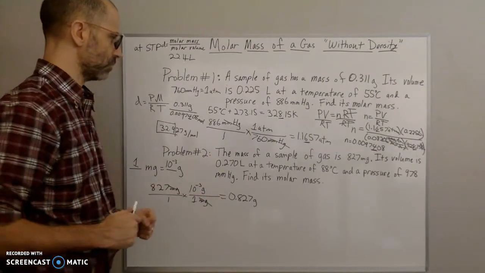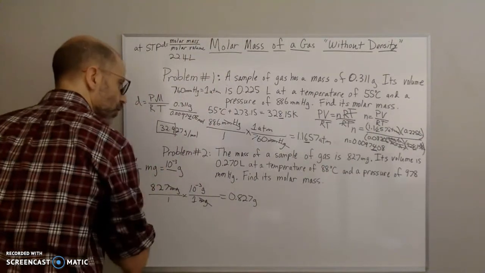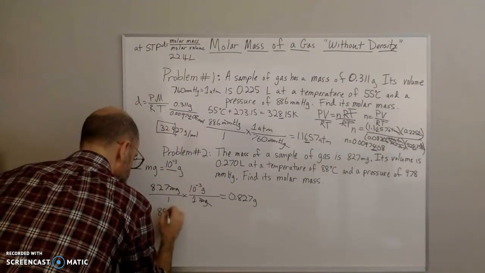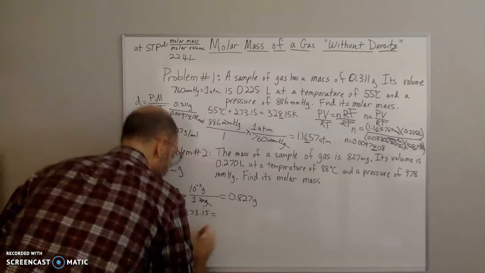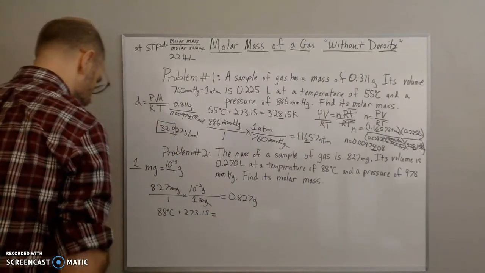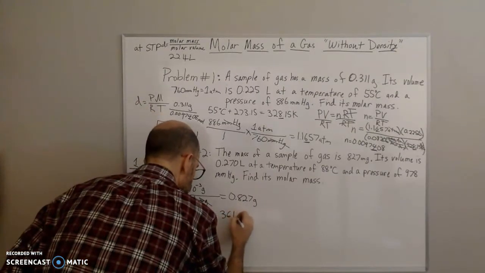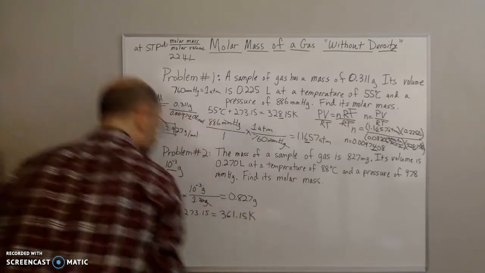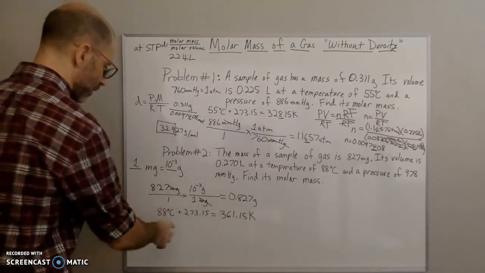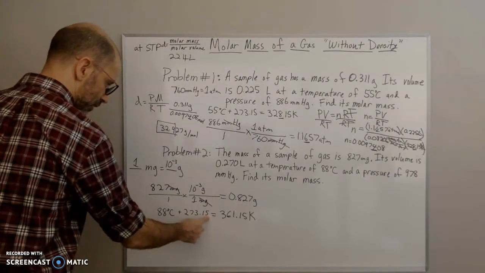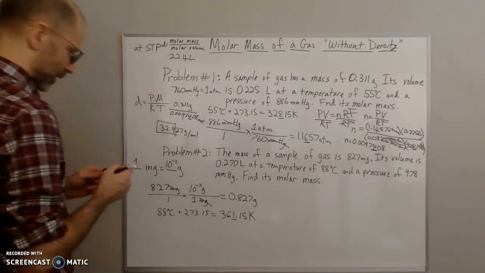Good, so now I have grams. I have liters. I need to convert temperature to Kelvin. So 88 degrees Celsius plus 273.15. That's going to give me 361.15 Kelvin. I hope I calculated that right. And then because of sig figs or decimal places, this has 2, this has 0. So I'm allowed only 0 decimal places. So that's the last sig fig there.